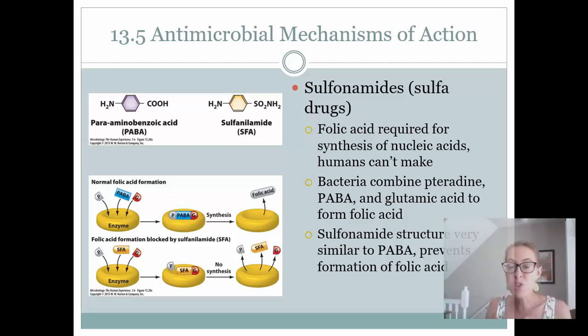Well, humans don't make our own folic acid inside our body. In order to obtain the folic acid that we need to make our nucleic acids, we have to ingest it. So you may be familiar with folic acid if you take a vitamin, especially vitamins that are specifically for women. They will always have 100% of the folic acid in that vitamin.